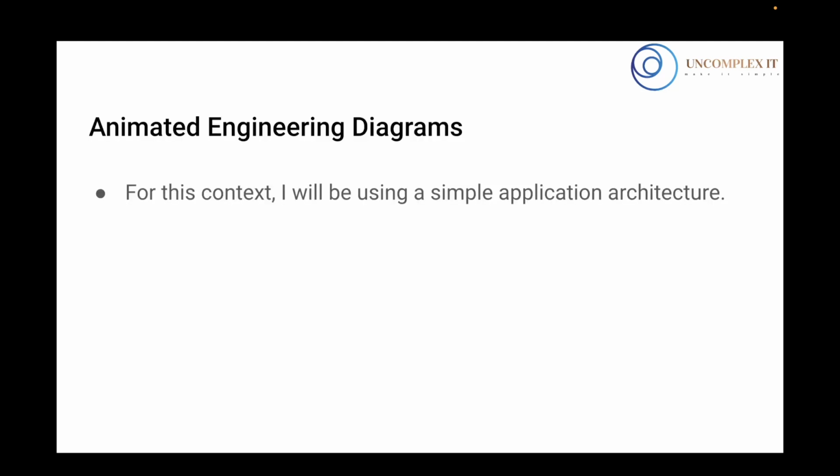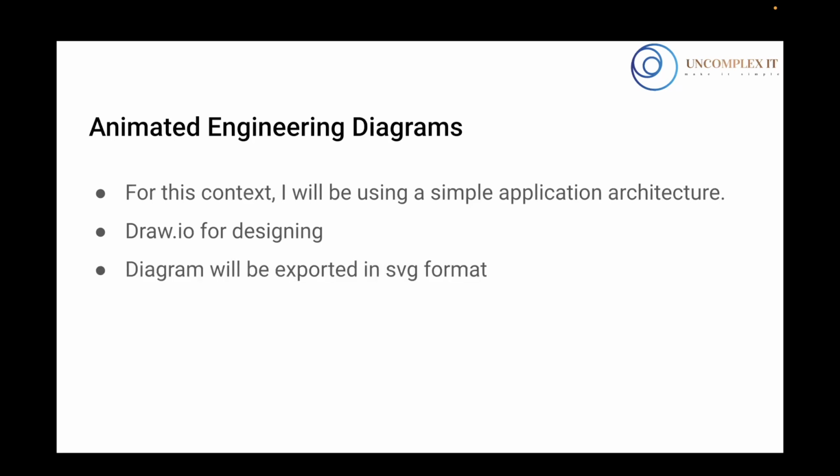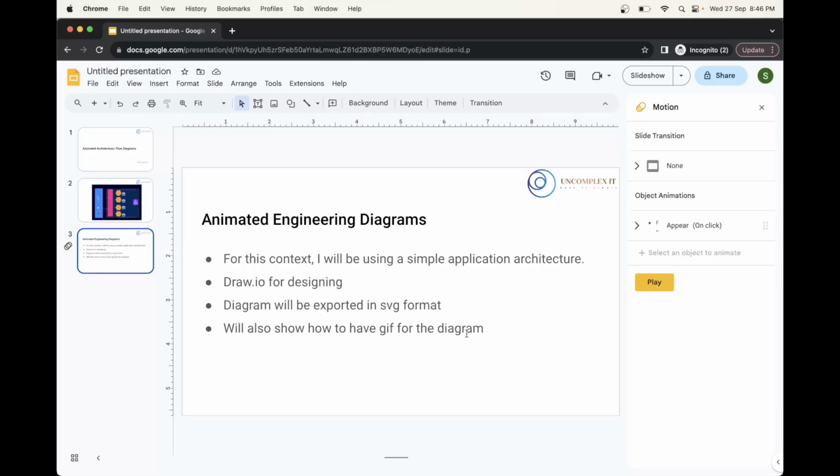For this context, I would be using a very simple, small application's architecture. I am not taking a big application architecture, to keep things simple. I would be using a free version of draw.io for this exercise, and the diagram would be exported in SVG format from draw.io. I will also show you guys how to get a GIF for this diagram. So before wasting much time, let's jump onto the actual implementation.